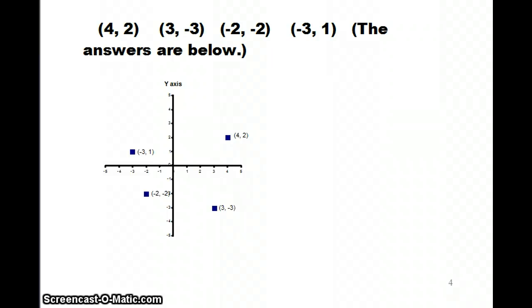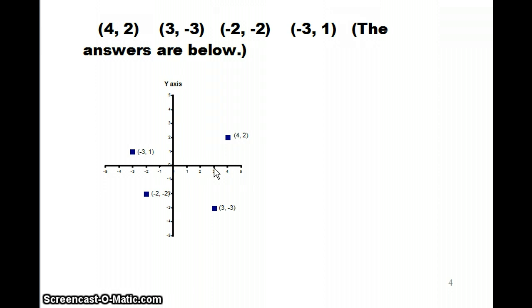Here are the answers to the 4 points that you graphed. In particular, what I'd like to make sure that you know how to graph are the points 3, 0, which would be over here on the x-axis, and you don't go up any. You would stay right there because the value of y is 0, which means you neither go up nor down.